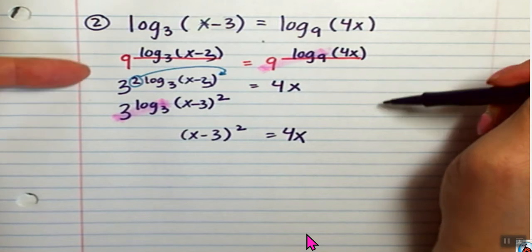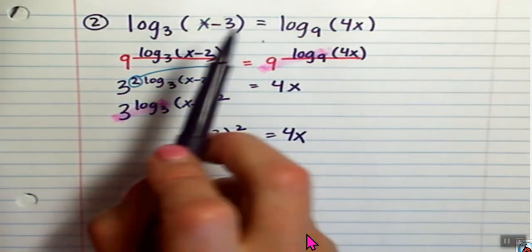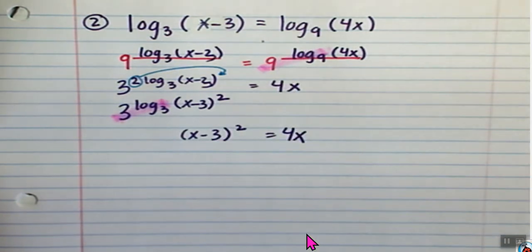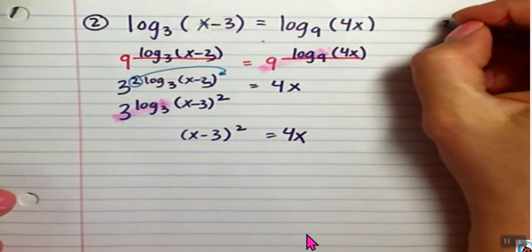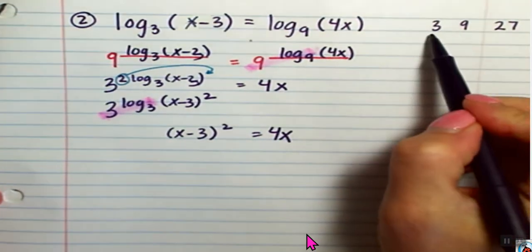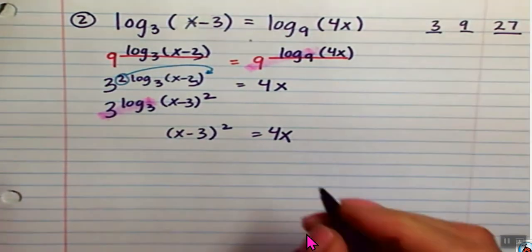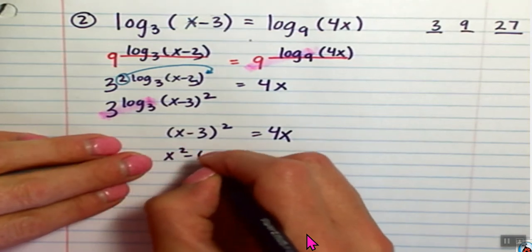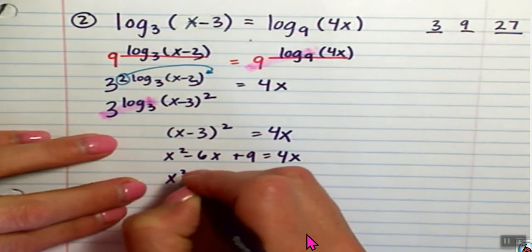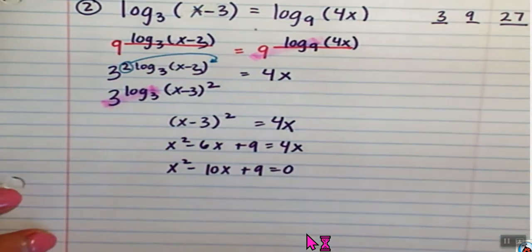Okay, I exponentiated to undo the logs on both sides. Luckily, I could do that because a 3 and a 9 share the 9, right? If I look at those powers of 3, they're both there. As long as the bases are in the same set, then this exponentiation will work. So let's go ahead and FOIL and solve.